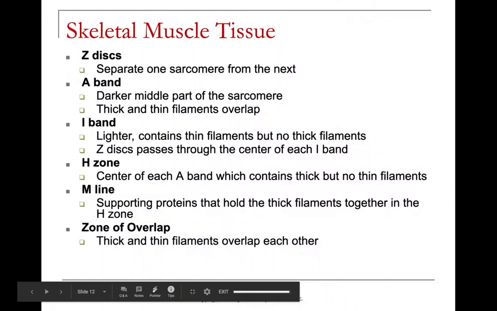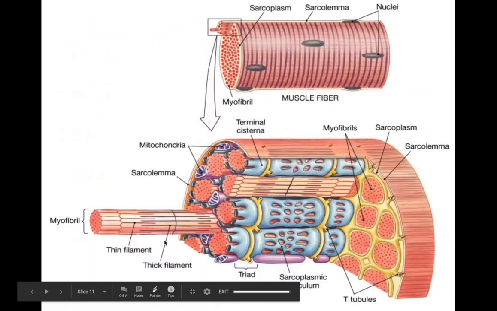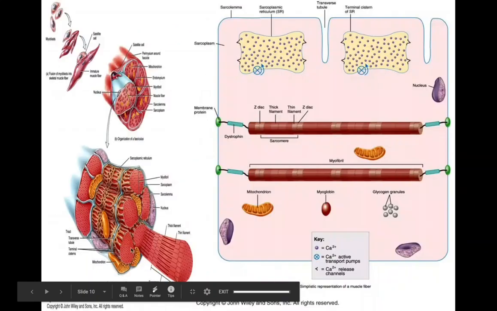The A-band is the dark part of the middle of the sarcomere. Here you're going to have thick and thin filaments overlap. The I-band is lighter and contains thin filaments only, no thick filaments. The Z-disc is going to pass through the center of each I-band. So if we come back and look here, you can see the Z-disc passing through the I-band.